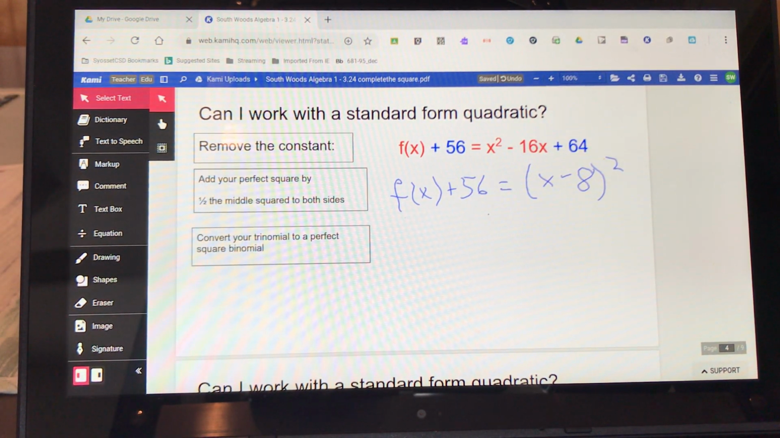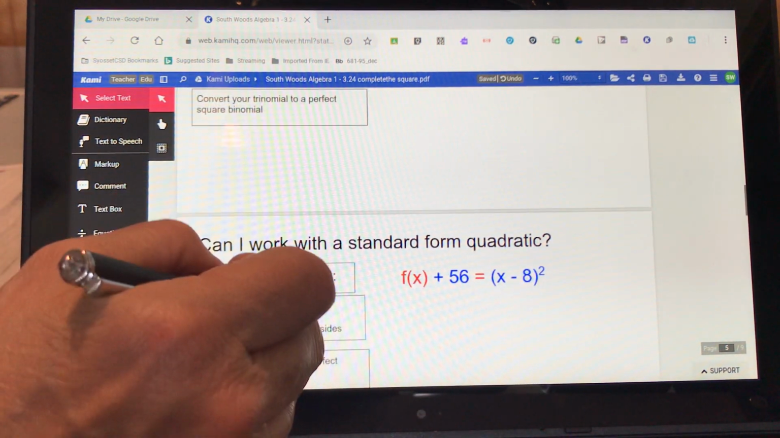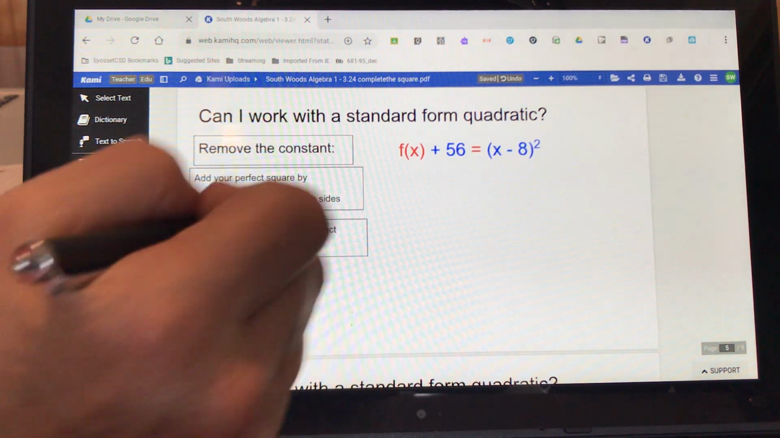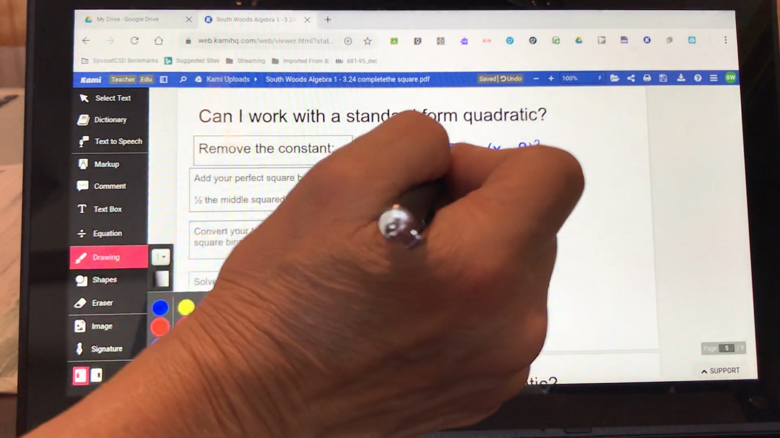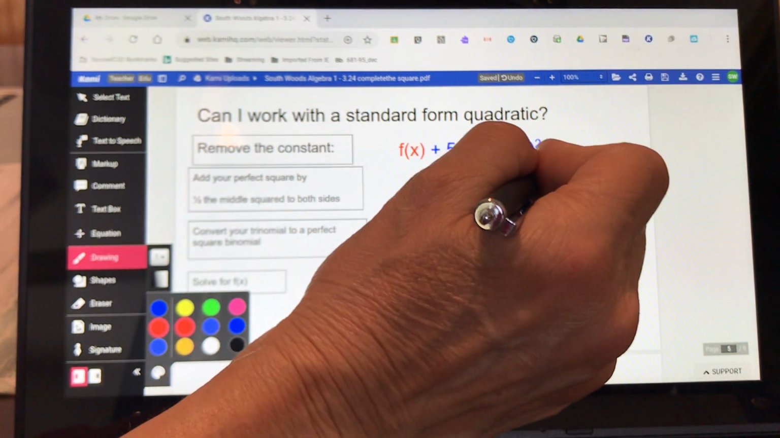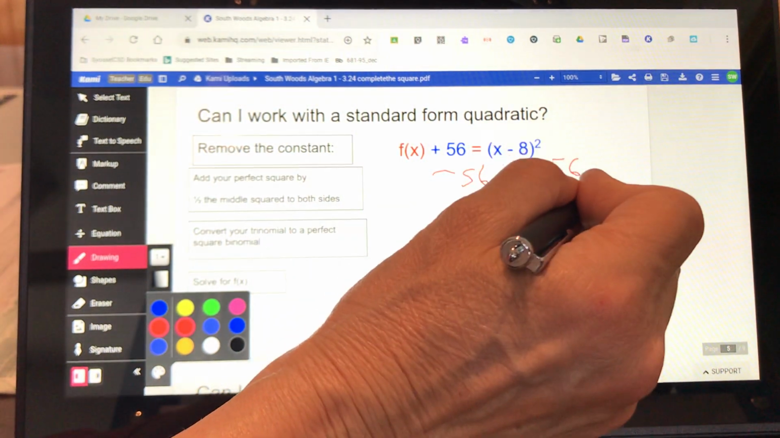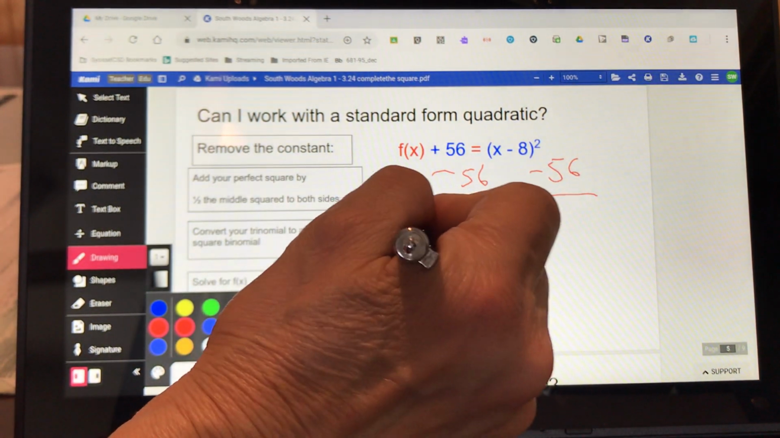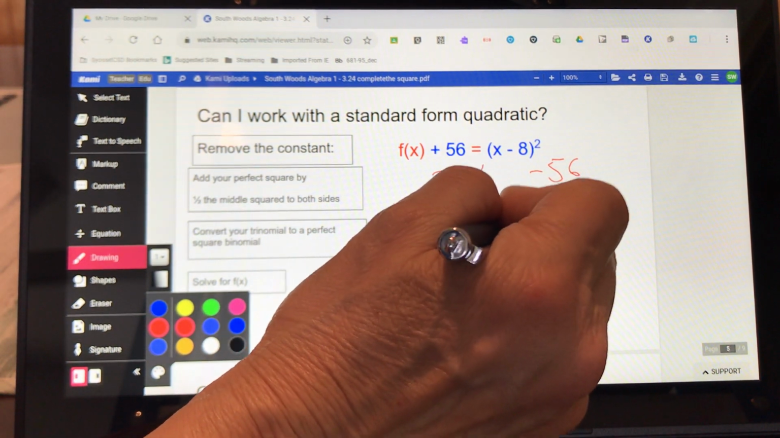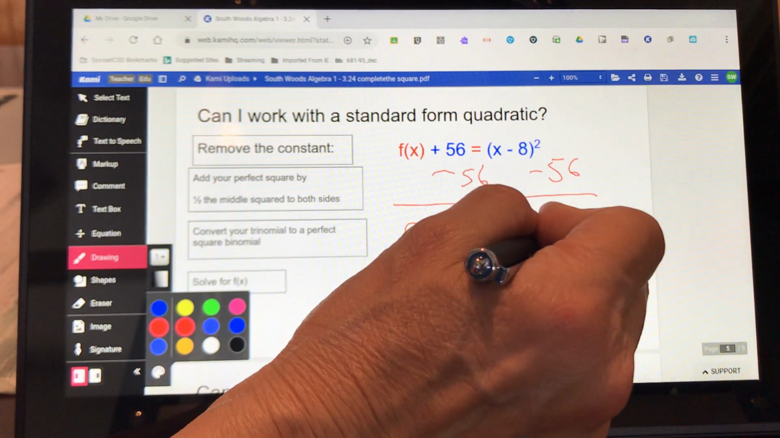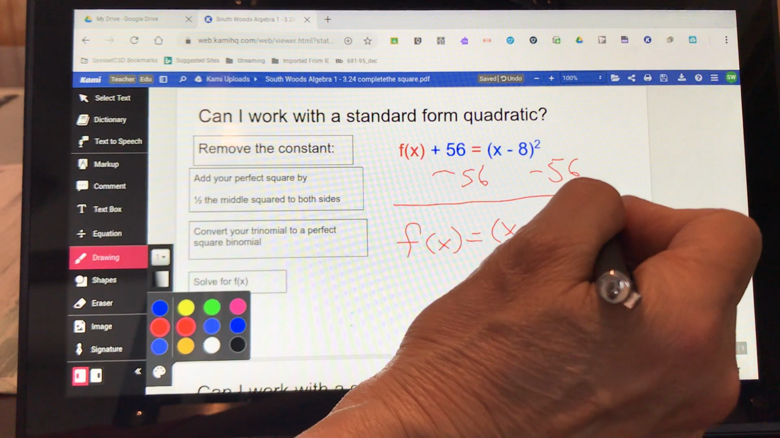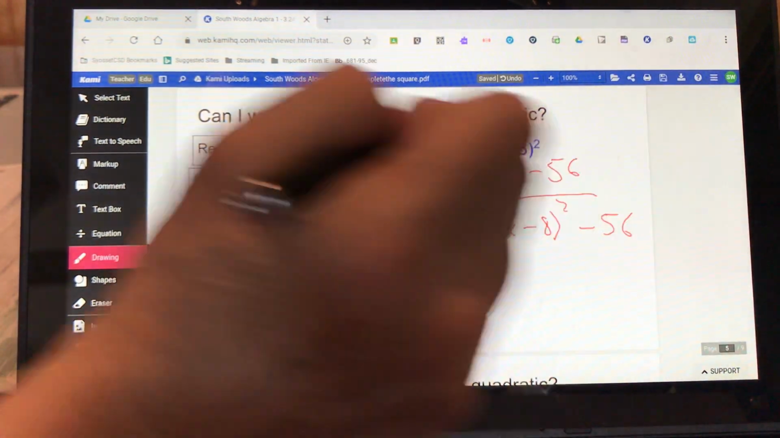All we have to do is solve for f of x. And it's a simple matter of just subtracting 56 from both sides. And there we have f of x equals x minus 8 squared. That's the perfect square binomial. And the y coordinate of the vertex, negative 56.